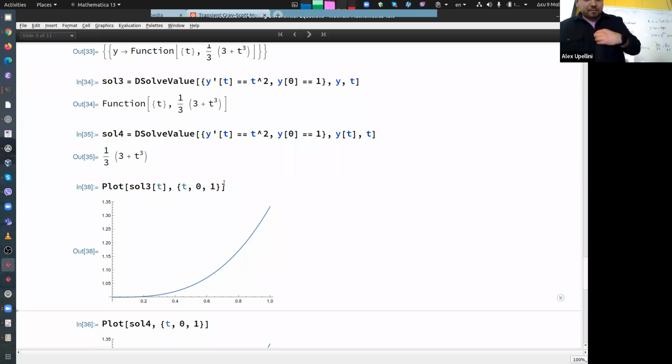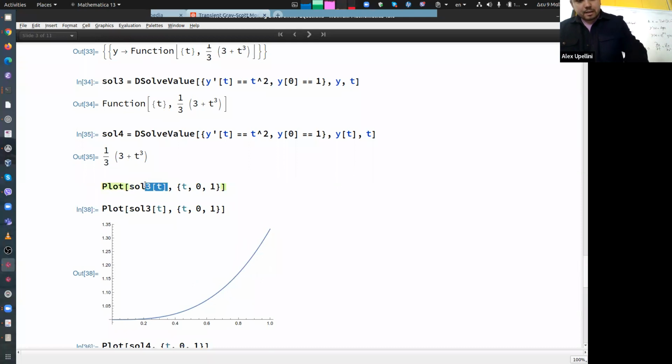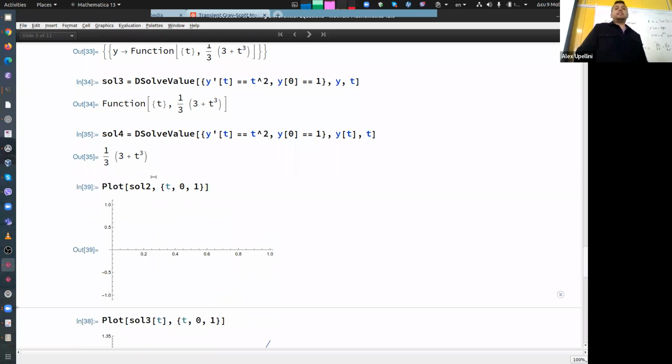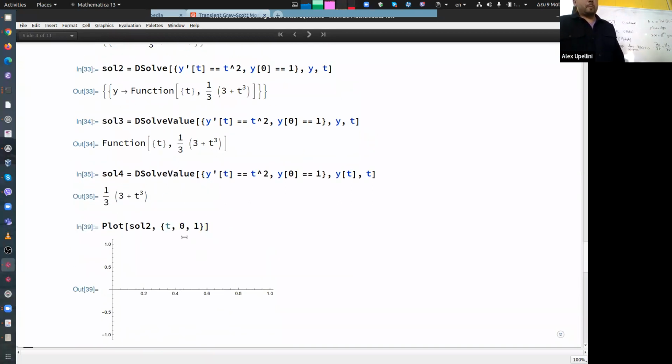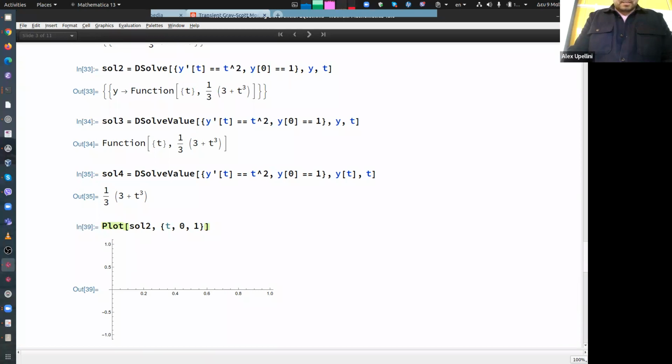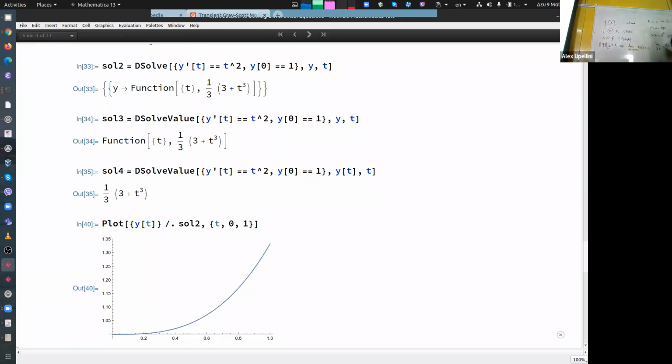Now, with the second one, obviously this is not going to work directly. What do I need to do in order to use solution 2? I have to get y evaluated at t. So I have to do y of t and recover that value from solution 2. So it is not just adding square brackets of t, it's adding square brackets of t and replacing y of t by this.